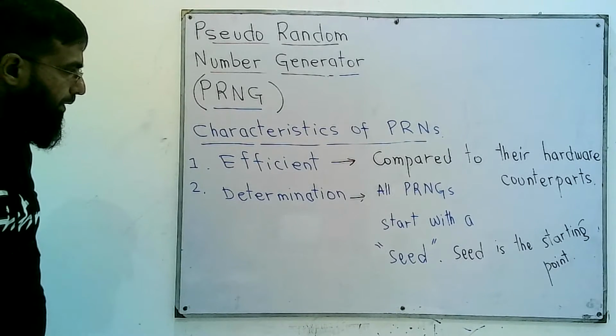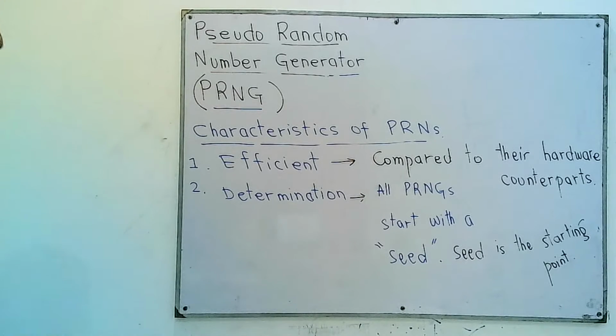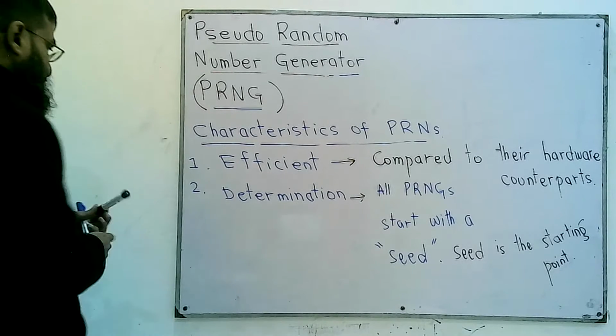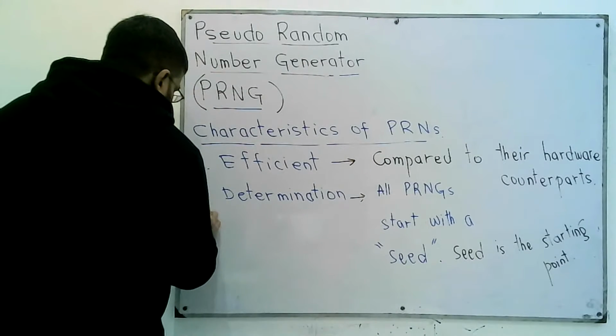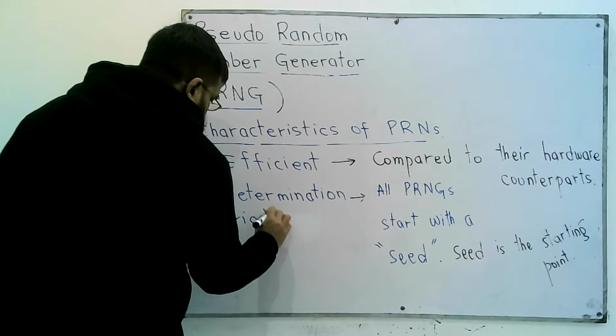So seeds are important, and of course there are other parameters except seed. But seed is the most important thing. That is the starting point, and if we know the seed, we can know the next sequence, and of course then the process isn't random. The third characteristic is they are periodic.